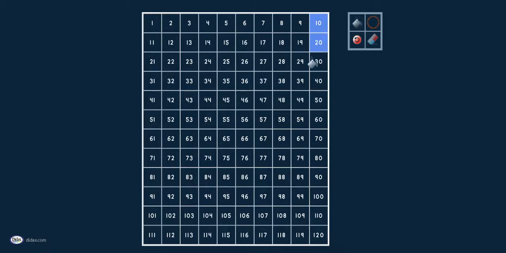10, 20, 30, 40, 50, 60, 70, 80, 90, 100, 110, 120. And the trick with the 10 times table is you can see all the answers for the 10 times table will end in 0. So you just take the number you're timesing it by and you add a 0 to it. And then you know you are correct. Okay, so let's get started, as we all know how to count to 120 in tens.